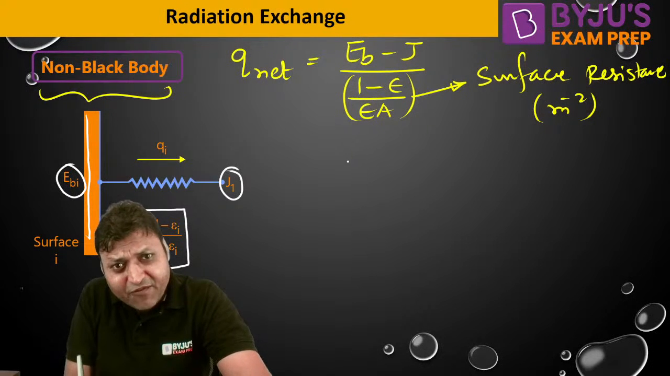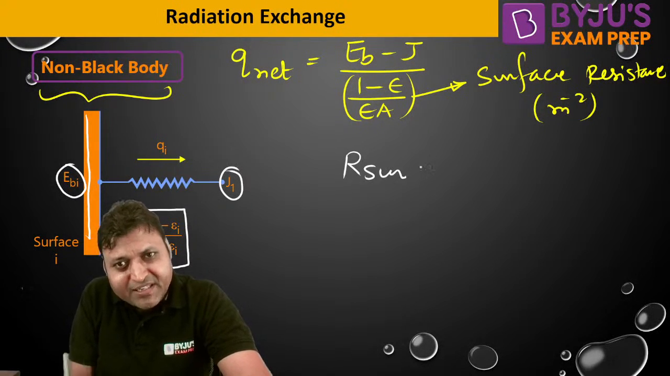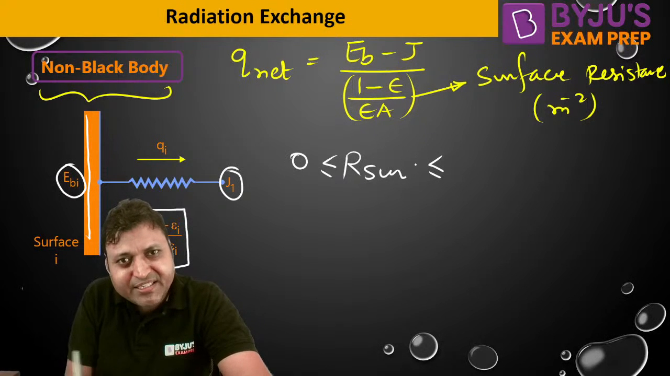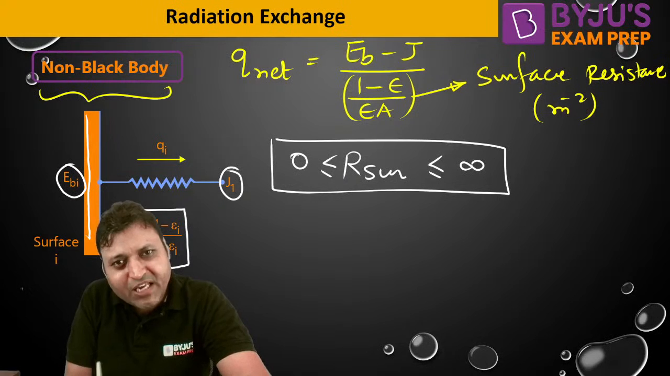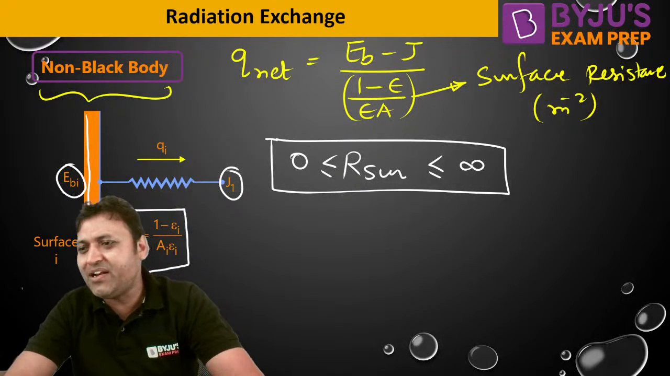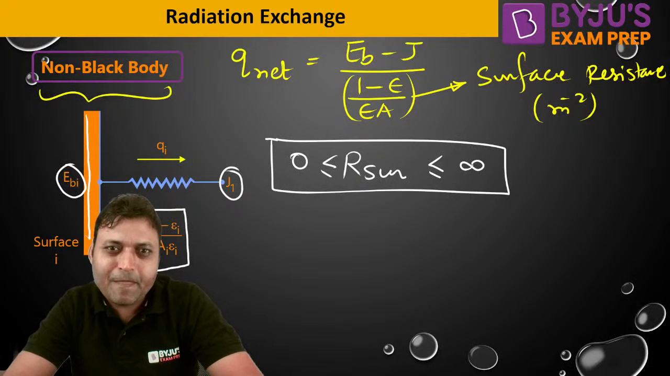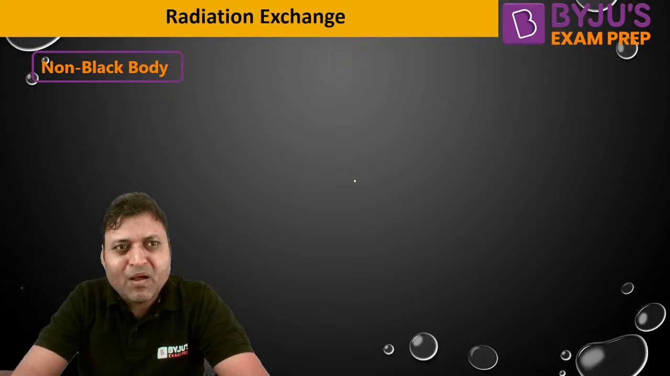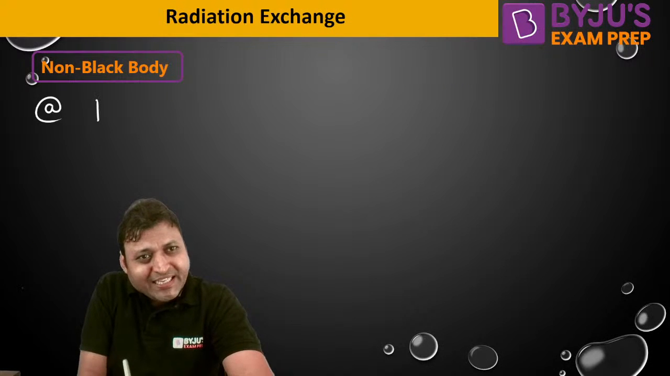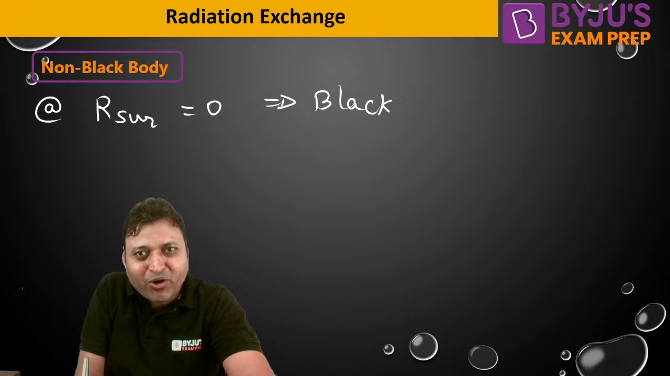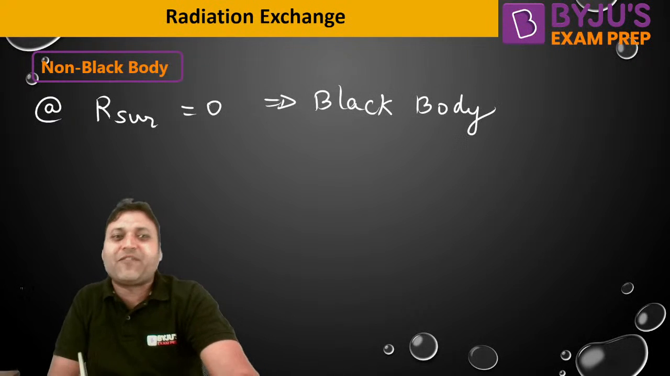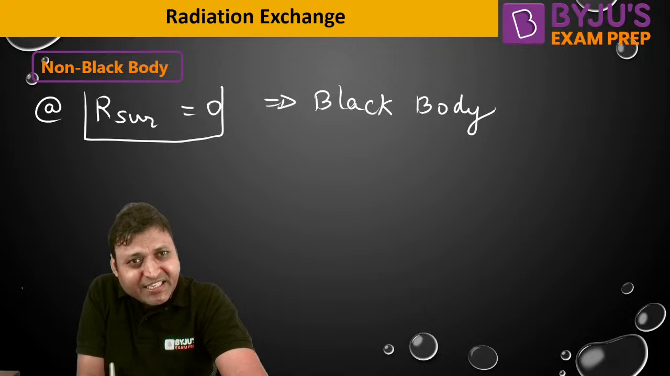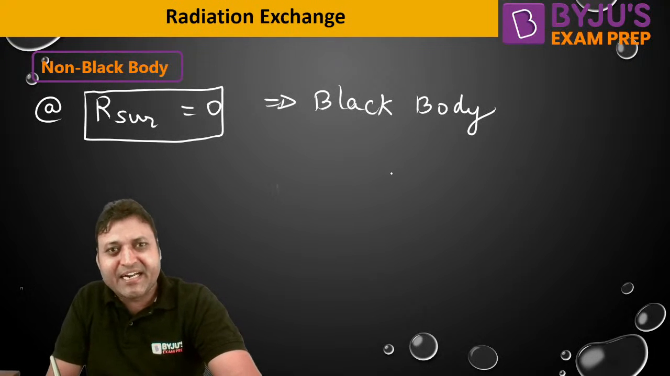Can you just let me know the surface resistance? The surface resistance lies between 0 and infinite. The value of any resistance lies between 0 to infinite. When the surface resistance is 0, what does that mean? Whenever the surface resistance is 0, the body can be treated as a black body. The black body does not have a surface resistance. So whenever there is a surface resistance 0, the body is definitely considered as a black body.